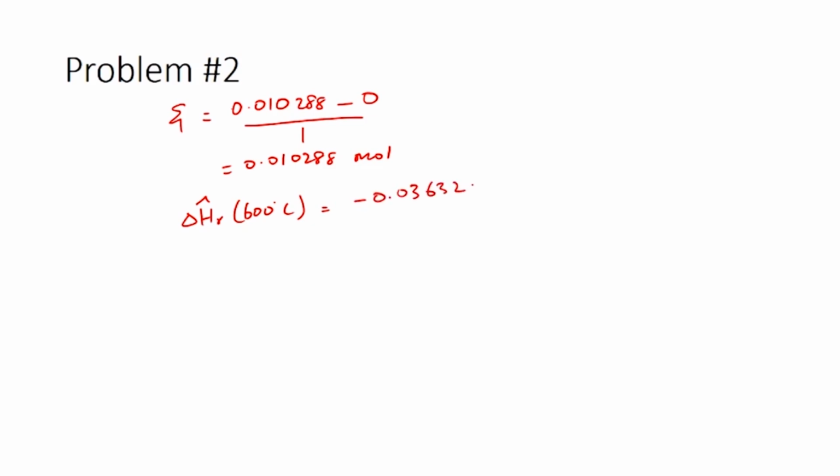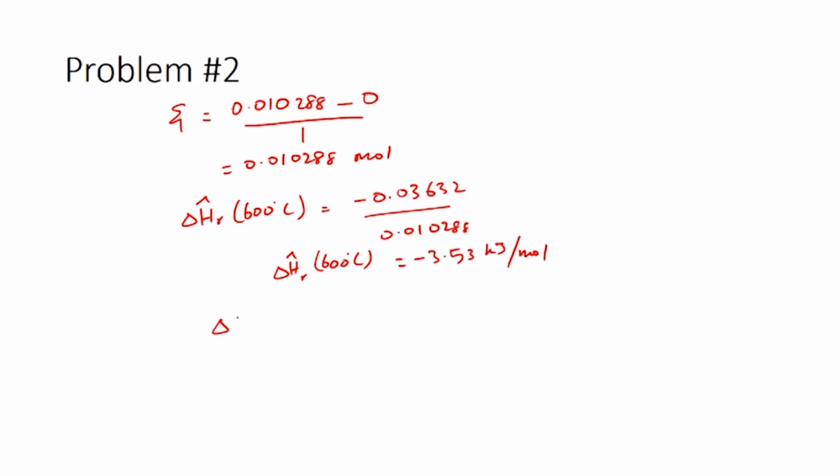So, from here we can calculate delta HR at 600 degrees Celsius as minus 0.03632, which is the delta H we calculated, divided by 0.010288, giving a value for delta HR at 600 degrees Celsius of minus 3.53 kilojoules per mole.